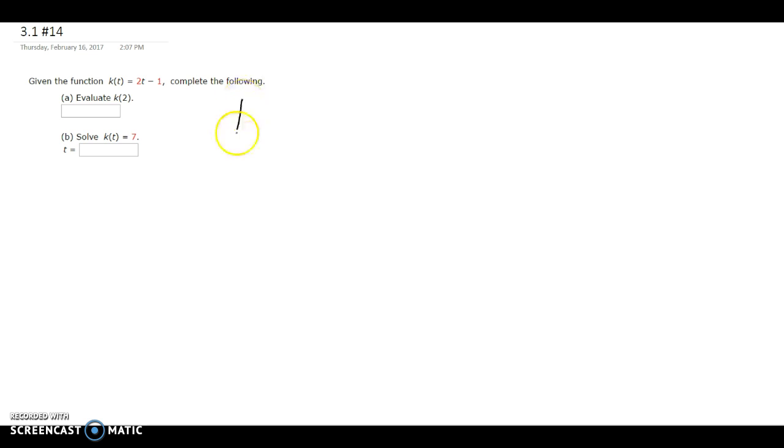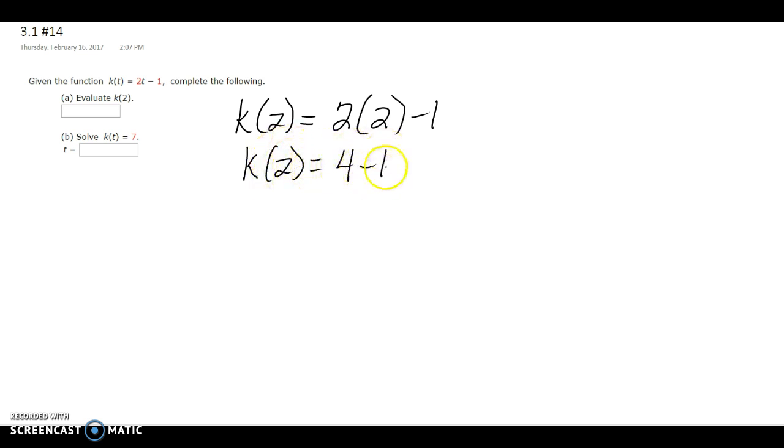So when I write this, k in this instance is not a variable, it's the name of the function. We are inputting 2. So that's just showing what we're inputting, and then I'm going to replace my variable with that input value. And so now when I evaluate, I'm going to get 2 times 2 minus 1, so k evaluated with an input of 2 is equal to 3. So I would enter 3 in that box.